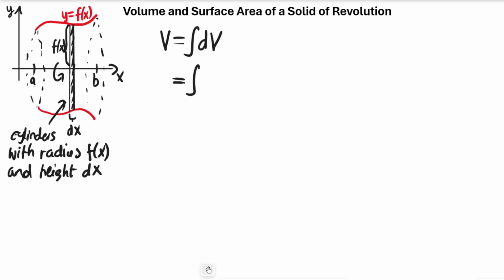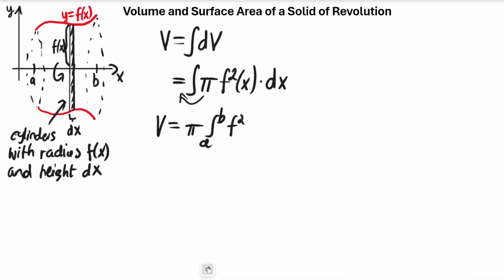Now it's very simple to derive it, because you have base area, which is pi times radius squared, so f of x squared in this case, times height dx. And the dx is the height of the cylinder. And this is already our formula. You pull out the pi. So the final formula, we integrate from a to b the function f squared dx. So with the help of the infinitesimal approach, the derivation of the formula is straightforward and very quick.